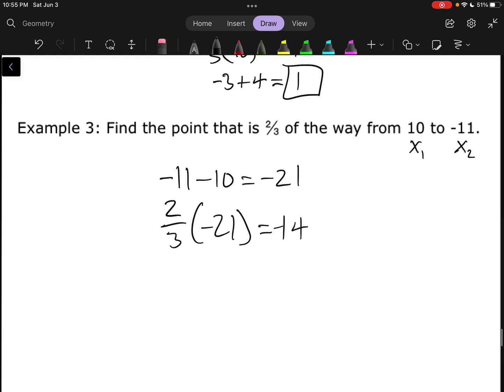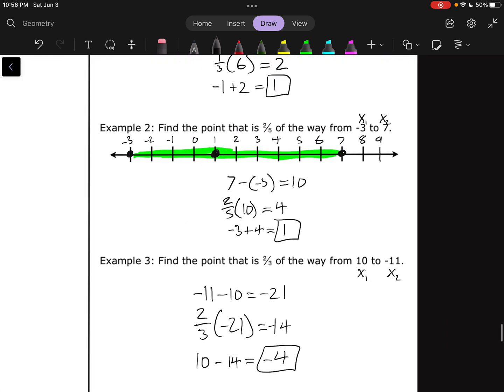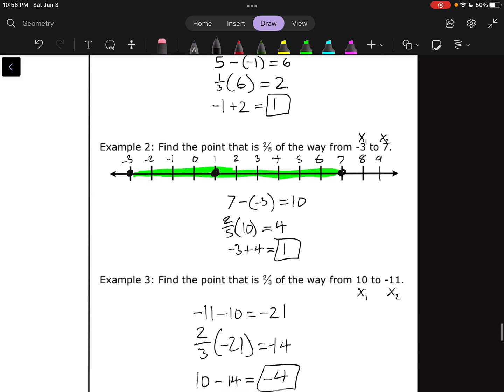And where were we starting? We were starting at 10. So we go back to 10. We add the -14, or we subtract 14. 10 minus 14 is -4. So going from 10 to -11, 2/3 of the way, is -4. Okay. So that is what to do in 1 dimension.